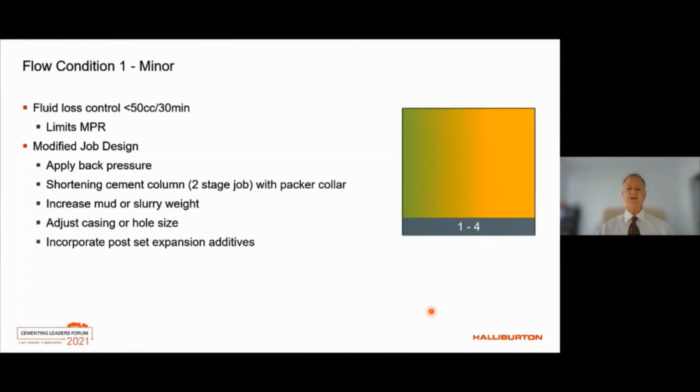Additional design considerations could incorporate applying back pressure, reducing the length of the cement column by incorporating a multi-stage cementing tool with an external annular packer, increasing the mud or slurry density, increasing the effective diameter between the open hole and the OD of the casing string being cemented, and inclusion of a post-set expansion additive into the cement design to counteract any possible cement shrinkage.